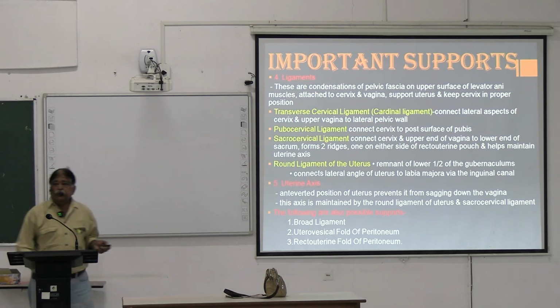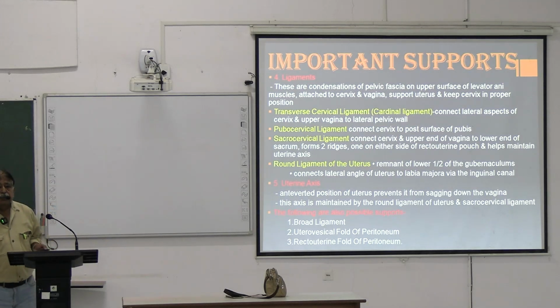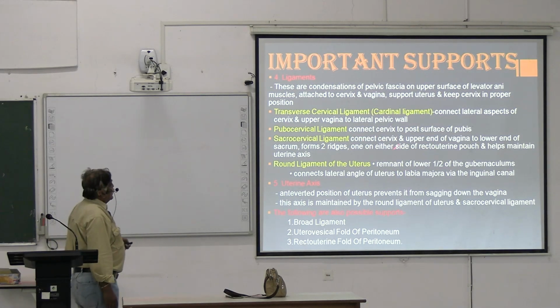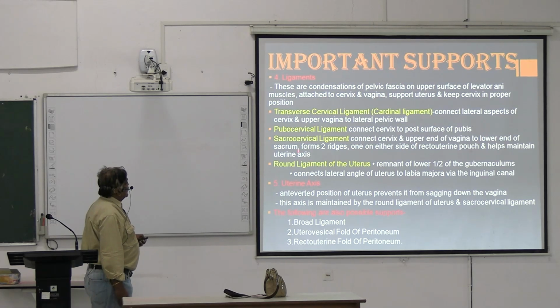Pubocervical ligament: from the symphysis pubis to the cervix of the uterus and the posterior surface of the pubis. Sacrocervical ligament: connects the cervix and upper end of the vagina to the lower end of the sacrum, forms 2 ridges, one on either side of the recto-uterine pouch, and helps to maintain uterine axis.